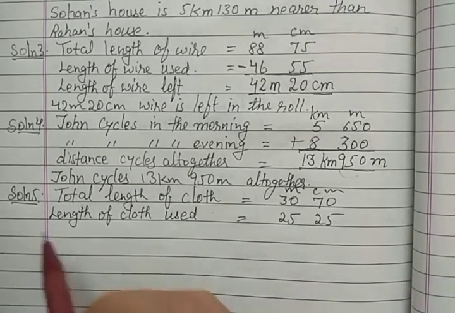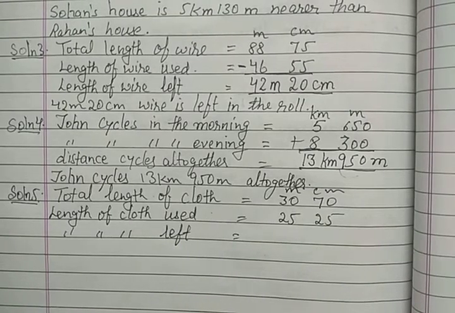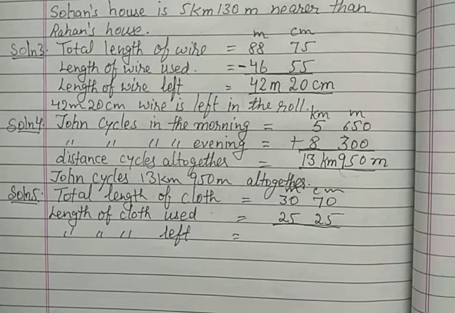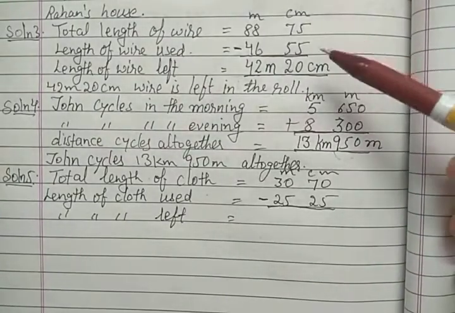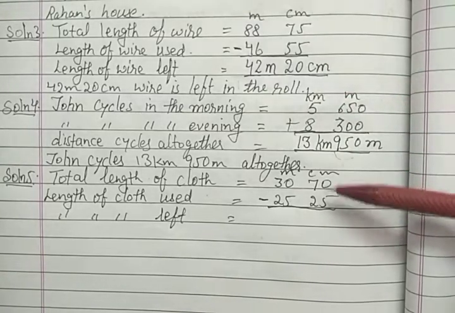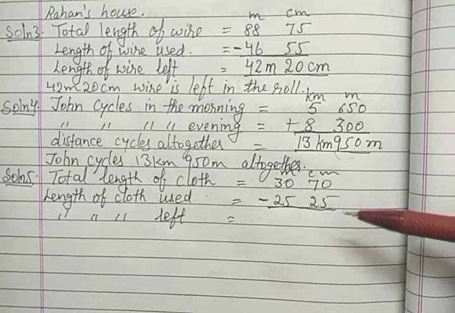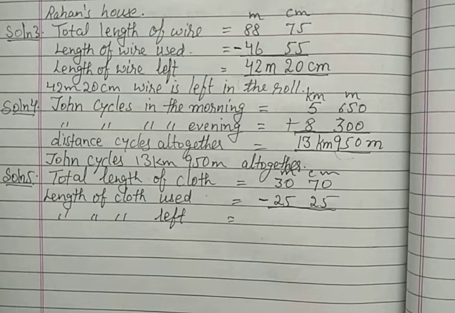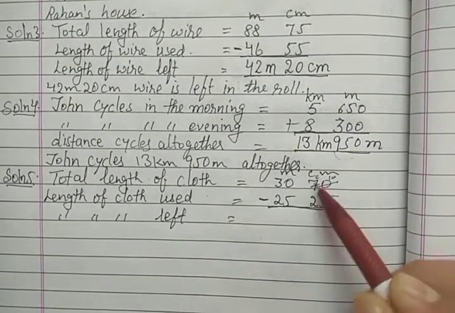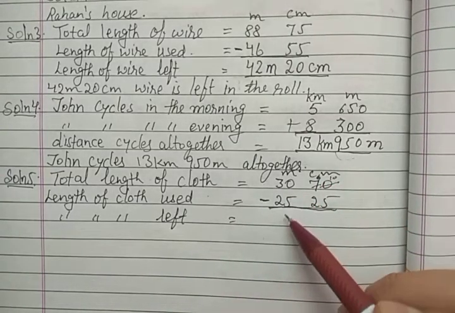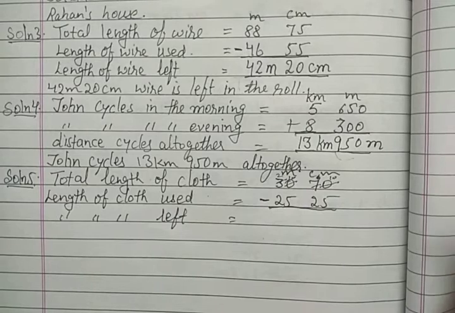Now what we have to find out? The length of cloth left, right? Length of cloth left we have to find out. What we have to do? We have to subtract. In our earlier questions we were subtracting directly, but here we have to borrow. Why? Because 0 is smaller than 5. So we have to borrow from 7. So 7 will lend, and how much will this become? 10. It will become 10, and what is left over here is 6. And here again 0 is smaller than 5, so it will become 10, and what will be left over here is 2. Right?